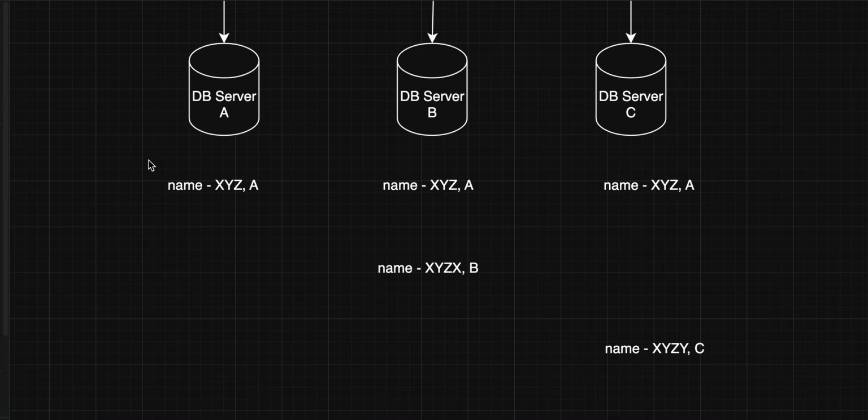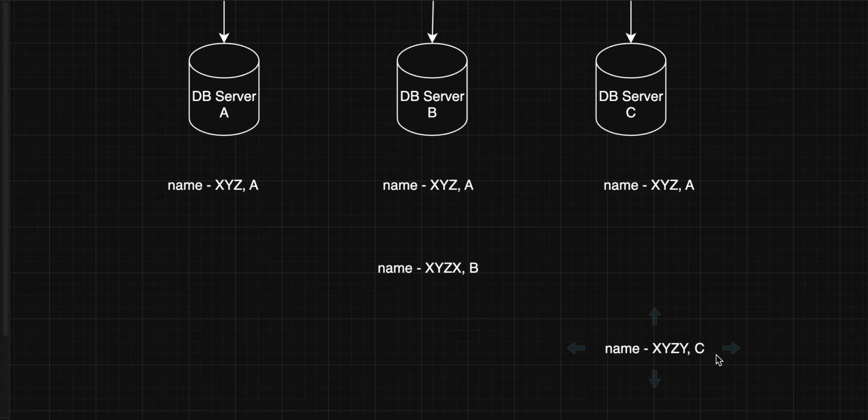Okay, so B will say these are all the versions which I have, and C will say, hey, these are all the versions which I have. Okay, so this XYZ is common in all, so it will be cut down. It is gone. Now there is a conflict between XYZB and XYZXB and XYZYC.